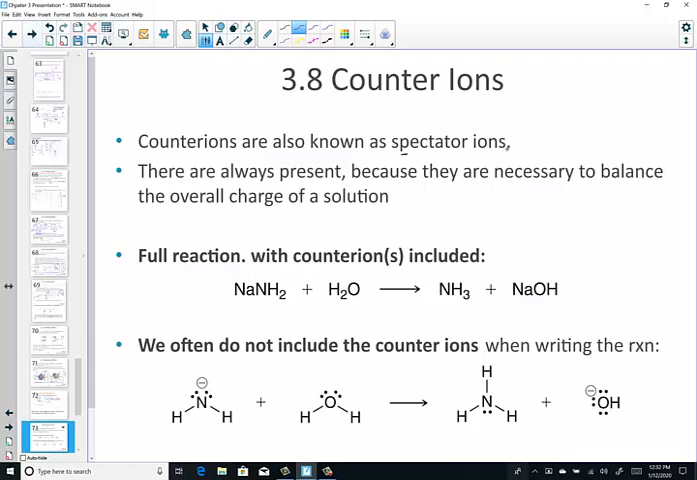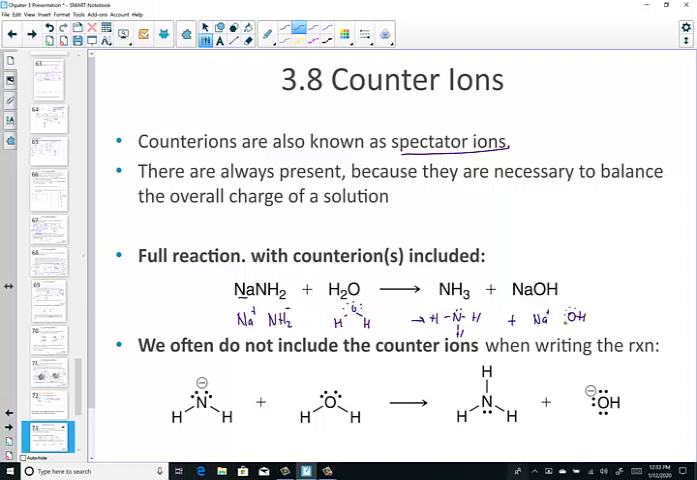Counter ions, I often call those spectator ions. These are ions that are necessary in our chemical acid-base reactions just to keep the electrical charge neutral. Spectator ions do not participate. They are simply there to keep the electrical charge. So here I see a sodium amide. Really, you can see that as two separate ions, a sodium and an amide. And of course, here's your water molecule. On this side, you have ammonia. And on the other side here, you have sodium hydroxide.